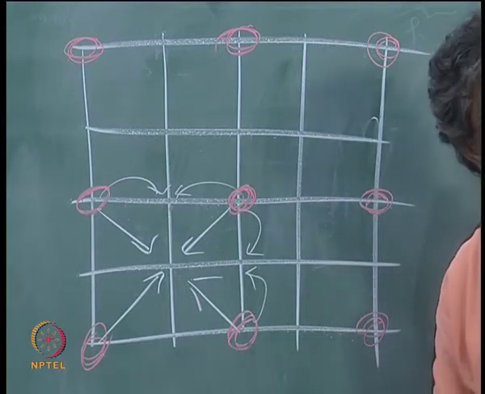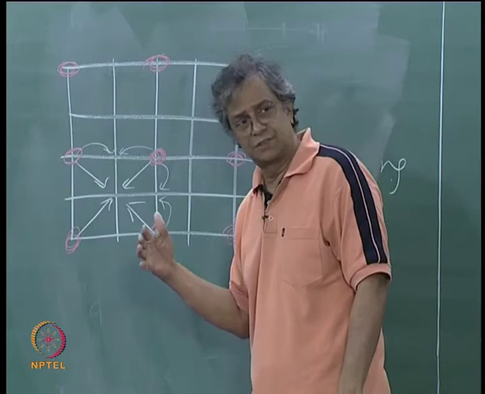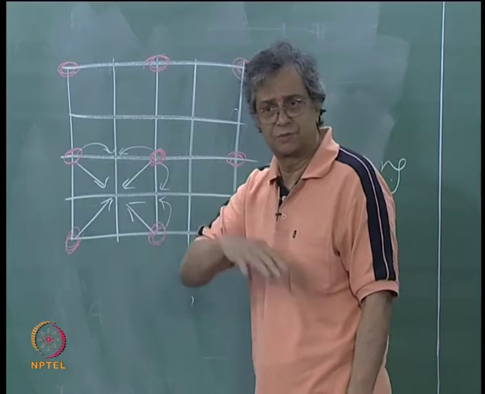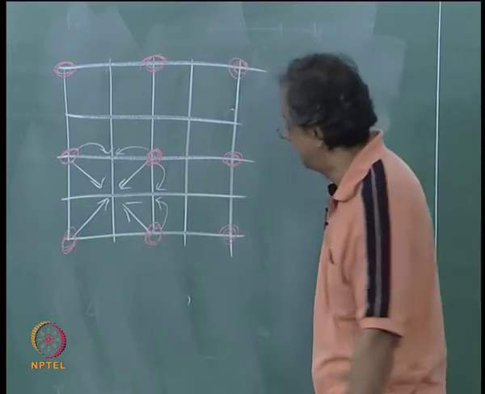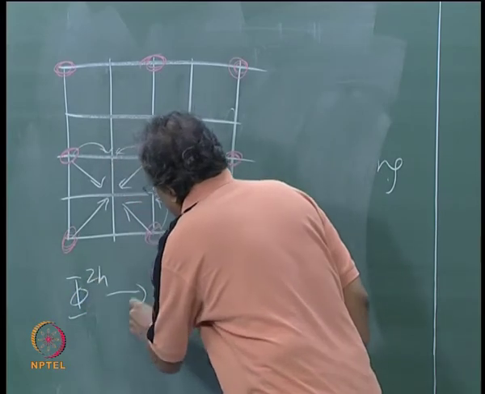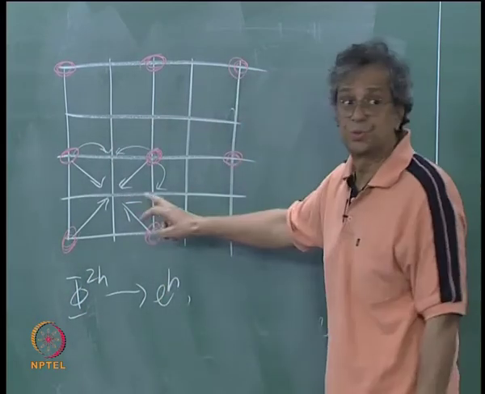Right. So that's how you transfer from a coarse grid back to a fine grid. So the correction, that's how the correction would be transferred from a coarse grid back to a fine grid. Is that okay? So if you say that I want phi to h to go to eh, this is what you would use.